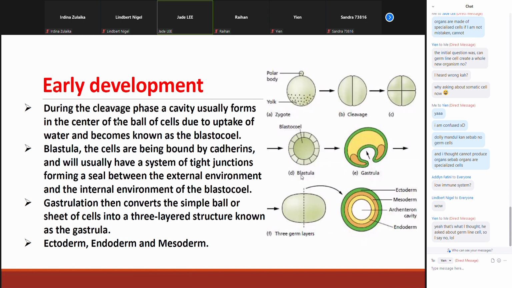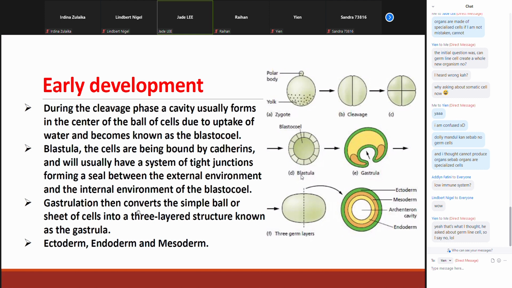So during the cleavage phase, a cavity usually forms in the center of the ball of cells due to the uptake of water and becomes known as the blastocyst. This is what we call the blastocyst. The blastula is a cell layer that is bound by the cadherins and will usually have a system of tight junctions forming a seal between the external environment and the internal environment of the blastocyst. They have been tightly joined together.